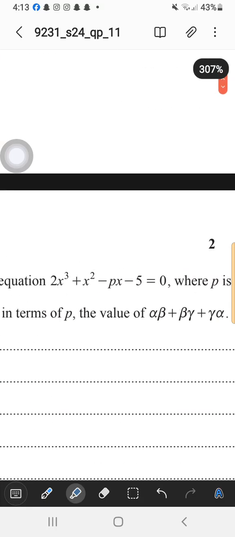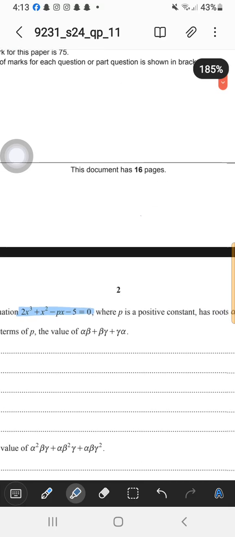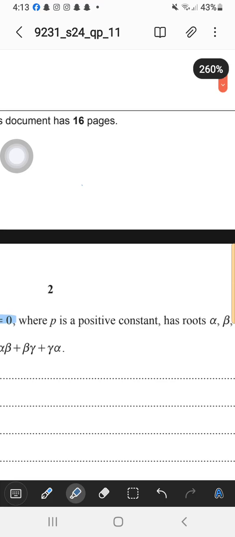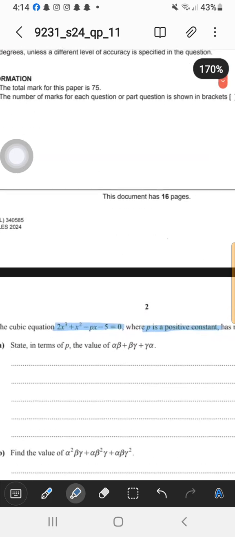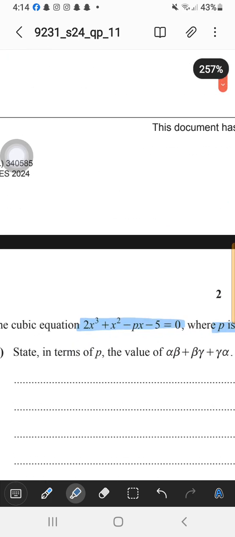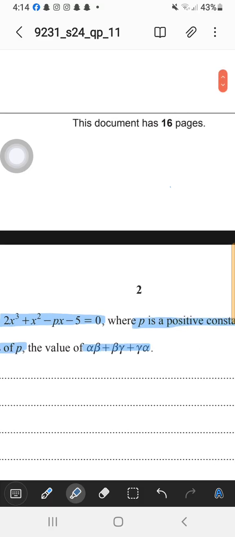The cubic equation 2x cube plus x square minus px minus 5 is equal to 0, where p is a positive constant, has roots alpha, beta, gamma. State in terms of p the value of alpha beta plus beta gamma plus gamma alpha.